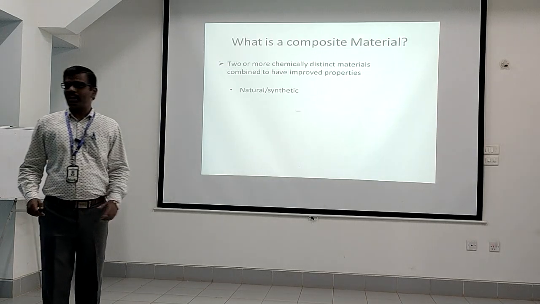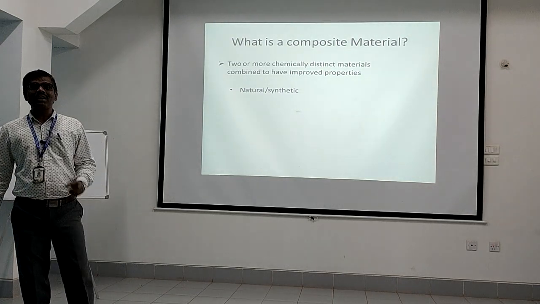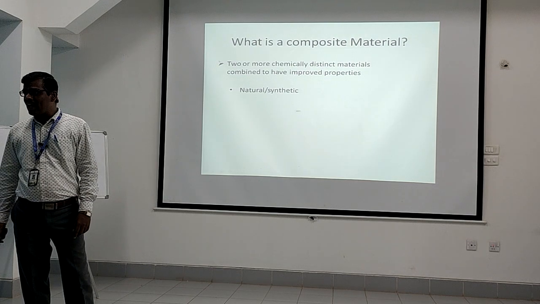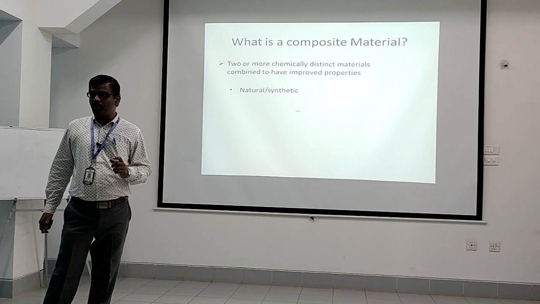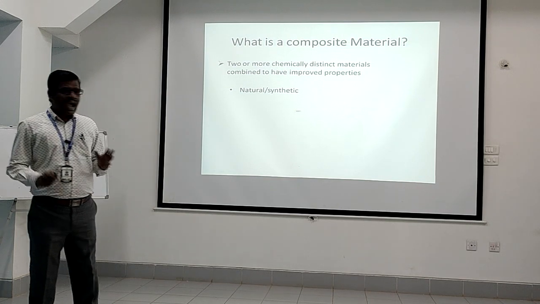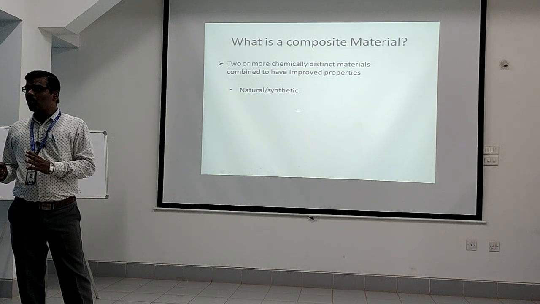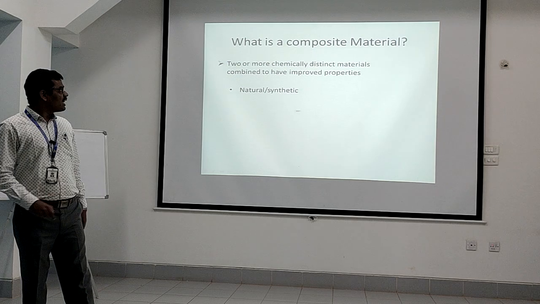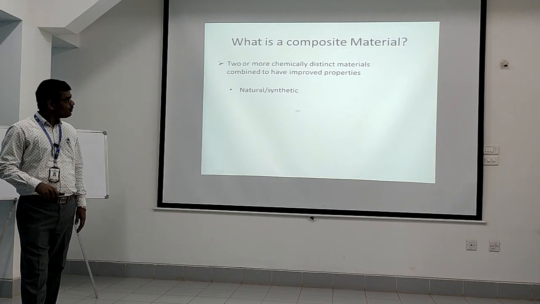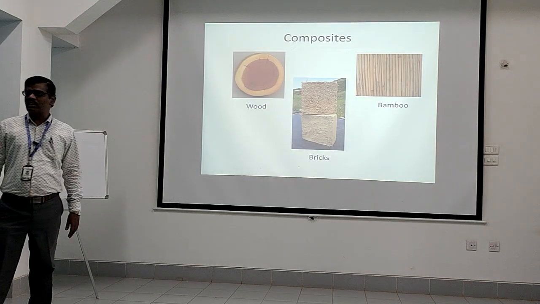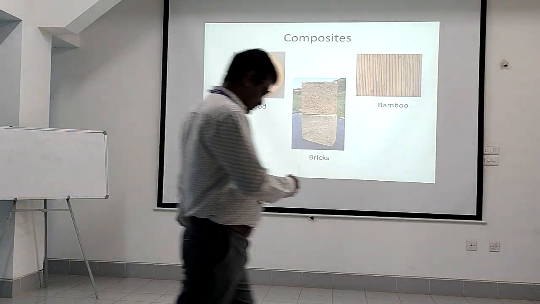So, what is composite material? A composite material is a combination of two or more chemically distinct materials. I mean to say that chemically different materials result in improved properties. Compared to their individual constituents, the composite material has good mechanical properties. The composite material may be natural or synthetic. These are some of the natural and synthetic composite materials.